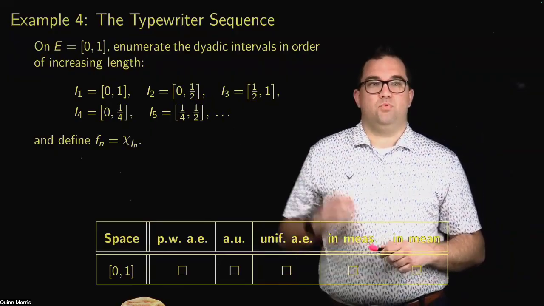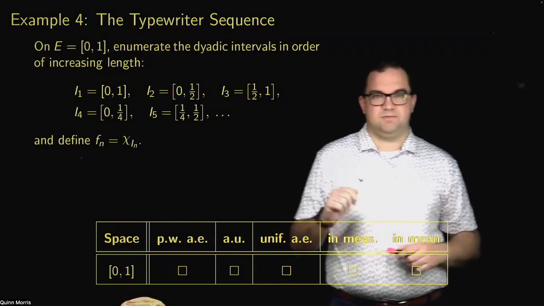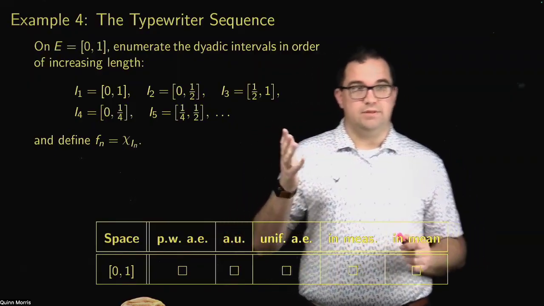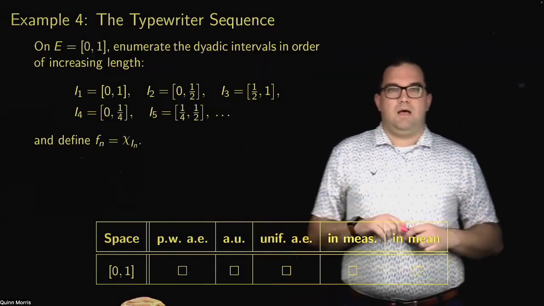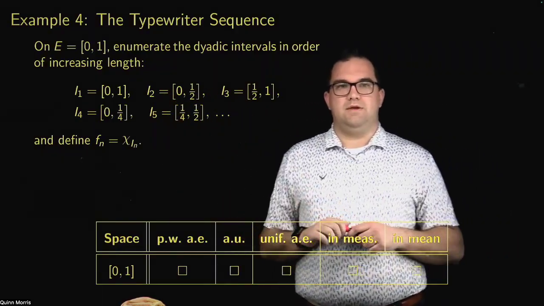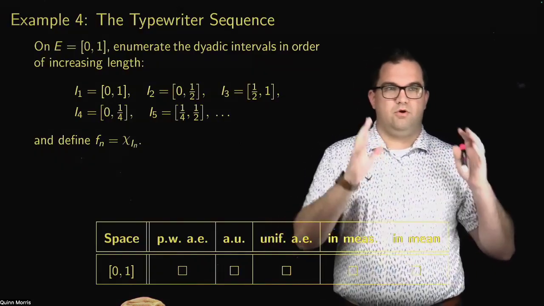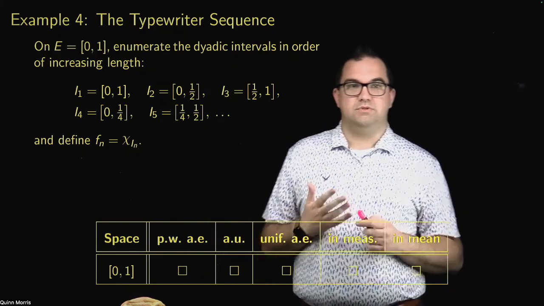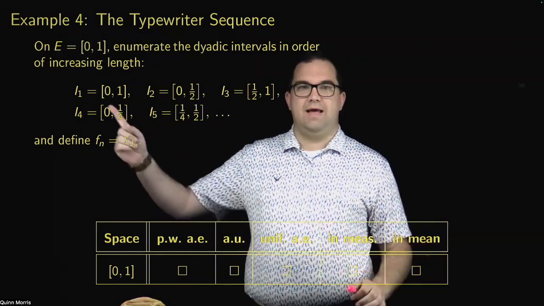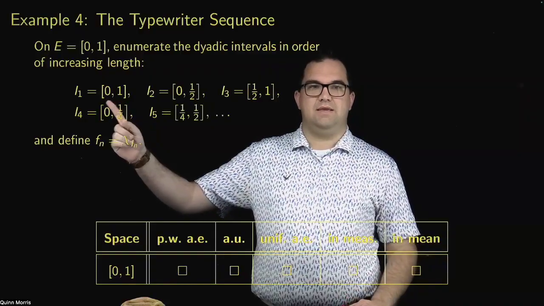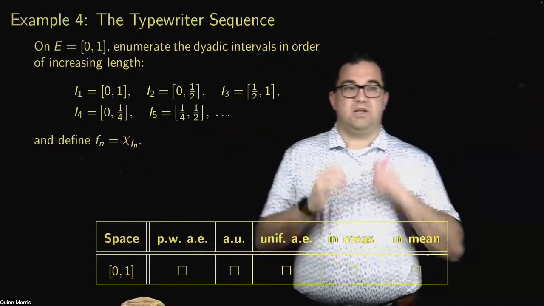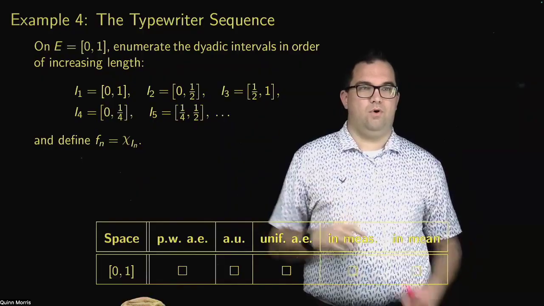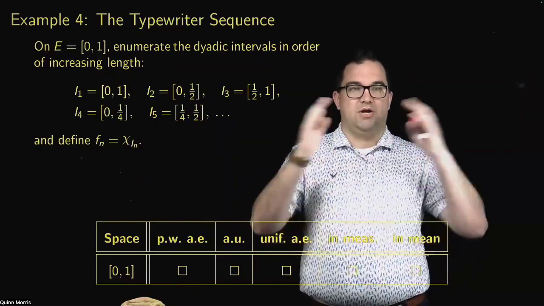Now, this next example is one that you've actually seen before, although I've expressed it slightly differently here. This is the so-called typewriter sequence, although again, it wasn't called that. So if you look on the interval 0, 1, so again, I'm back to just working on the interval 0, 1, then I'm going to enumerate what we call the dyadic intervals. The way I'm going to do that is I'm going to take the interval 0, 1 first. Then I'm going to cut that in half, and then I'm going to take the first half, 0 to 1/2, and then the second half, 1/2 to 1. Now I'm going to cut everything in half again.